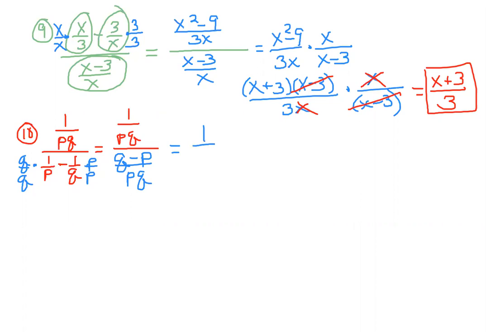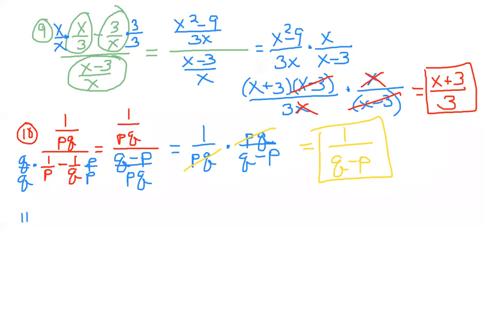Take our numerator, multiply it by the reciprocal of our denominator, start crossing things off, and we're left with 1 over Q minus P. And that's our answer. See, this isn't so bad. All right, let's look at number 11.